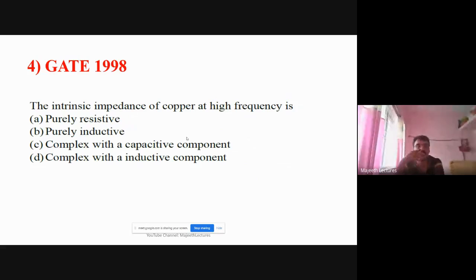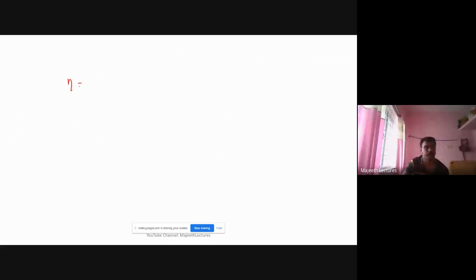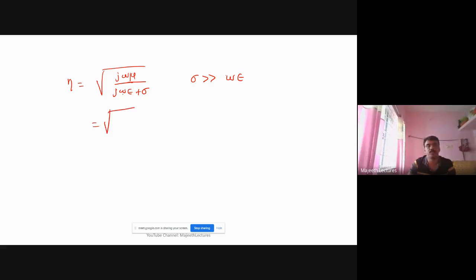And the intrinsic impedance of copper at high frequency. So we know the intrinsic impedance of copper at high frequency. We must know eta is equal to square root of j omega mu by j omega epsilon plus sigma, right? Copper means high conductivity. So conductivity means sigma is greater than omega epsilon. So this is negligible, j omega mu by sigma. So this I write as omega mu.